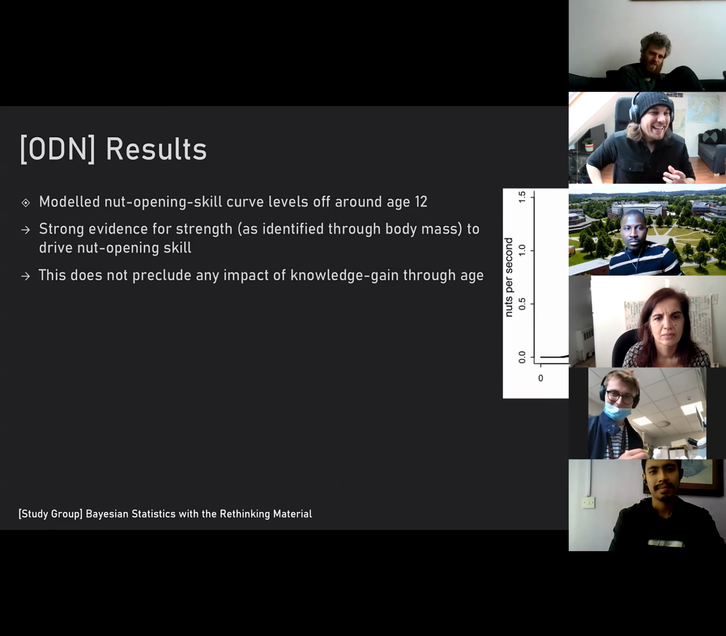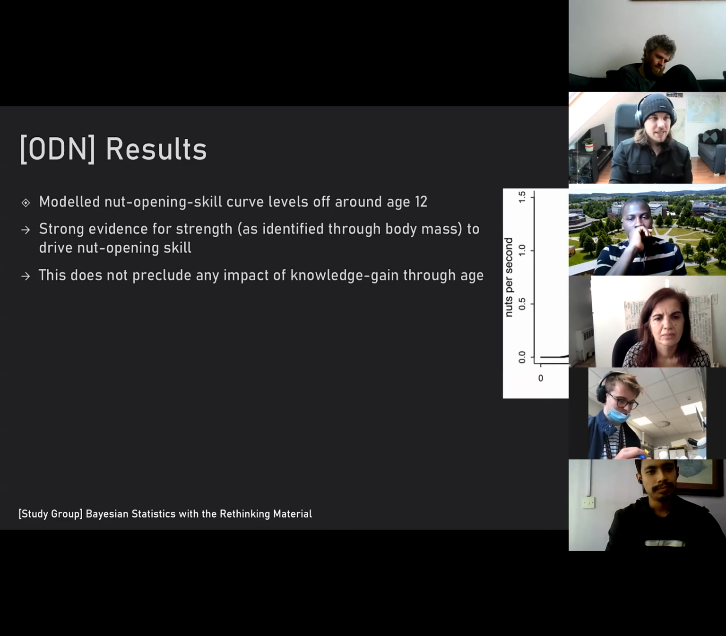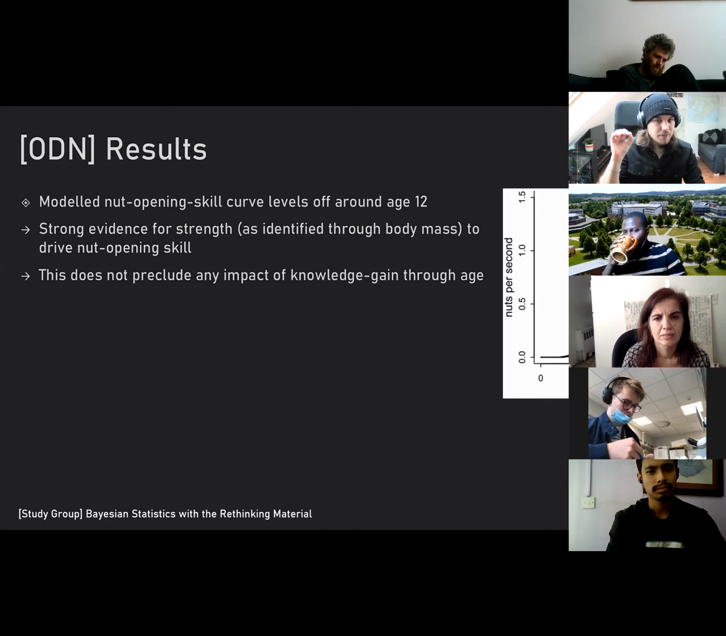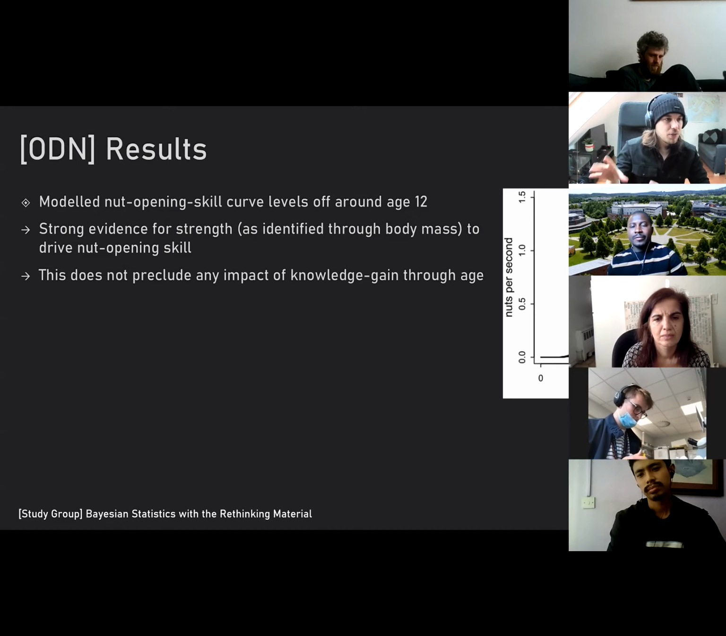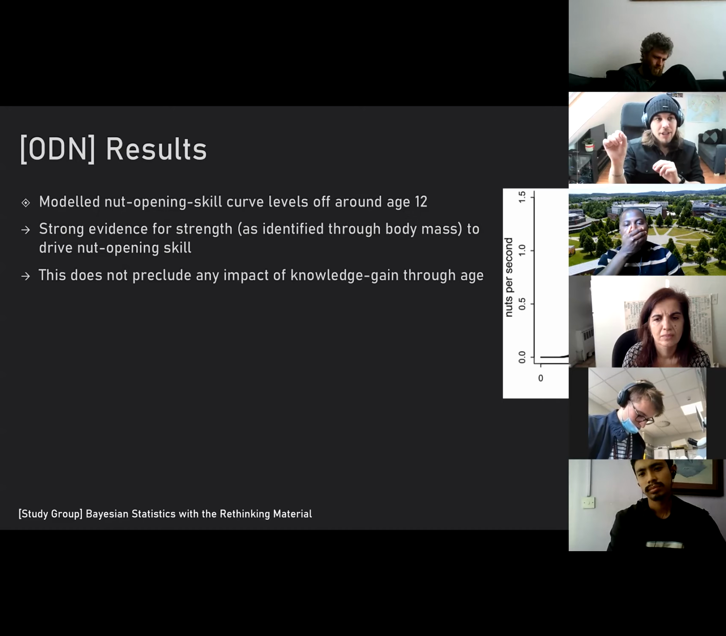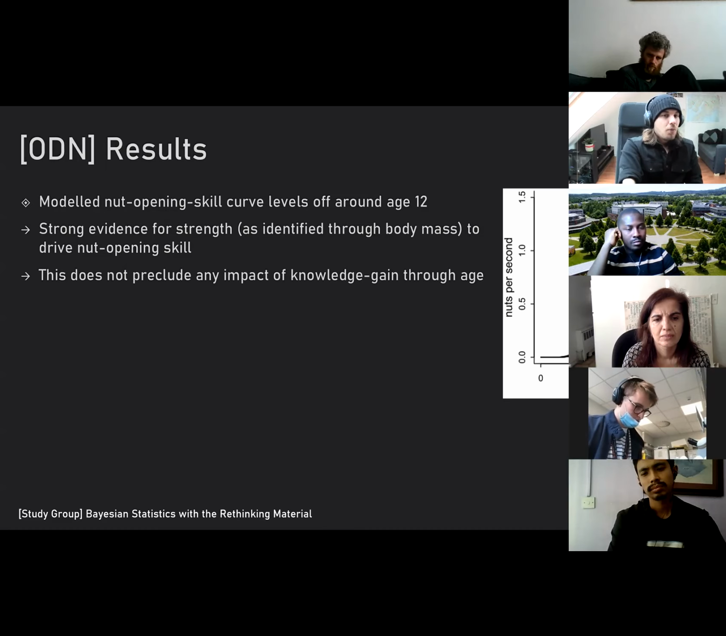All right, here are the results for this. On the right-hand side, we can see the actual number of nuts opened, with the size of the circles identifying how long each individual was observed. So this is not how long each individual spent on opening nuts. This is just how long we observed each individual and their attempts to open nuts.